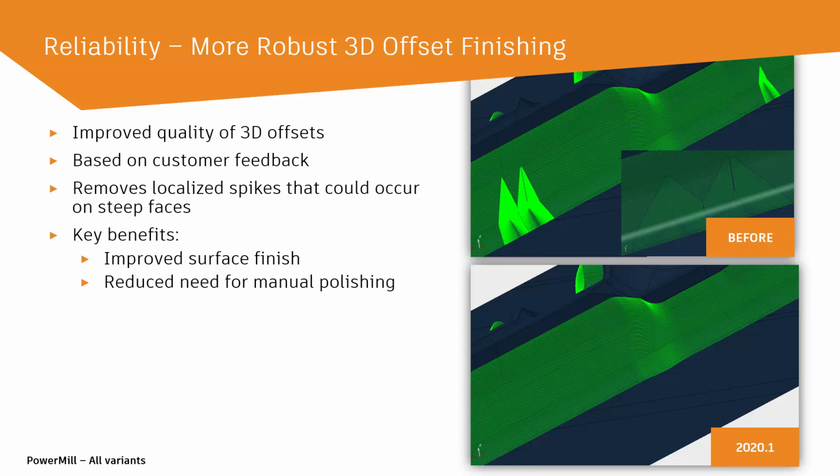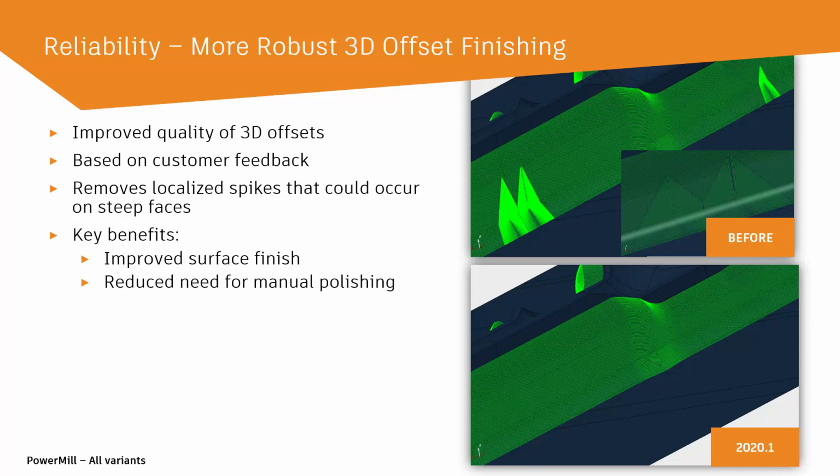Changing focus now onto reliability and quality, the Powermill 2020.1 release includes some fixes to the quality of 3D offset finishing toolpaths. These are fixes in direct reaction to customer reports of problems. These are a very small minority of cases where 3D offset finishing toolpaths could be calculated with localized spikes. These typically occur on areas where there are steep sidewalls. You can see some examples of that in the top right-hand image on this slide. The spikes are clearly obvious on the left-hand side of that image.